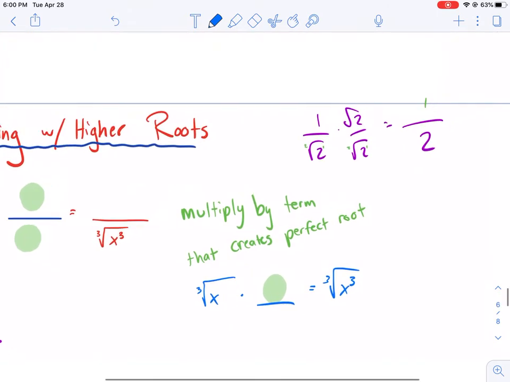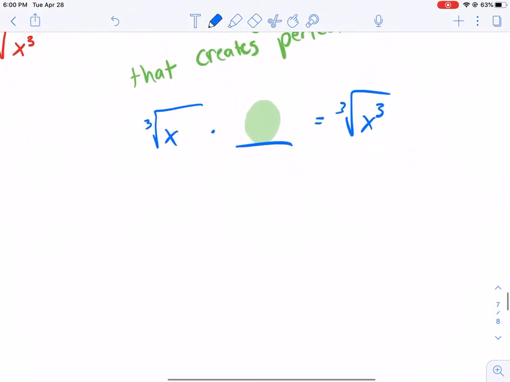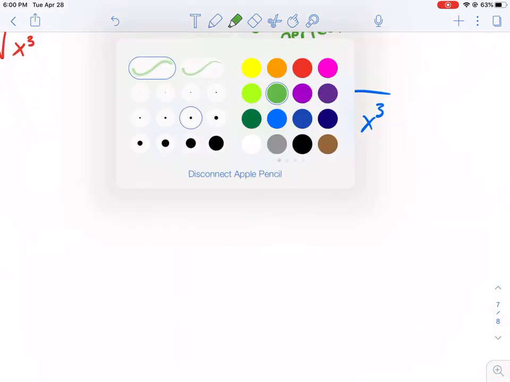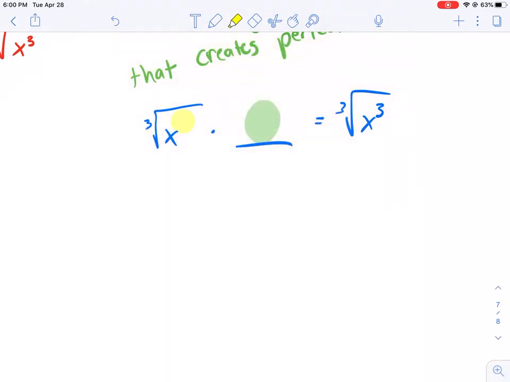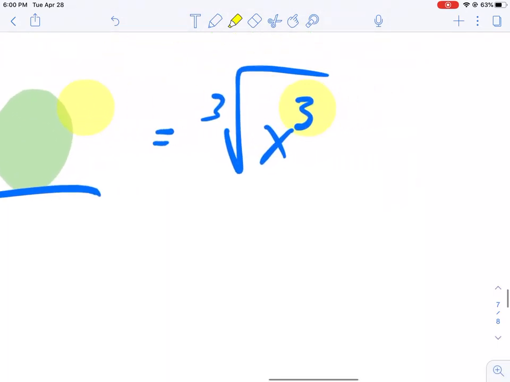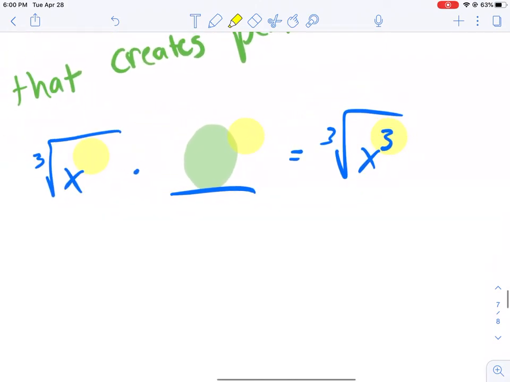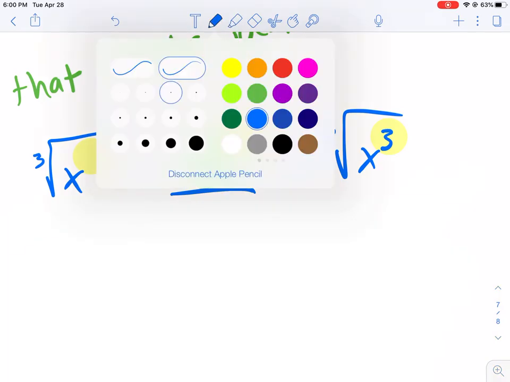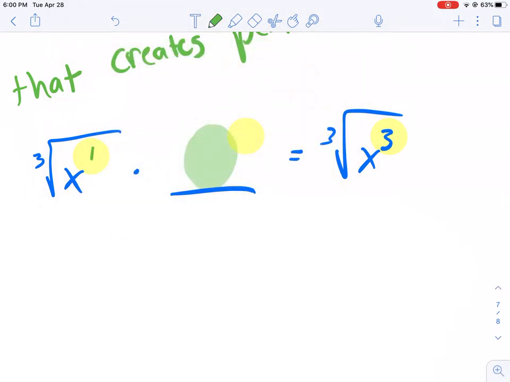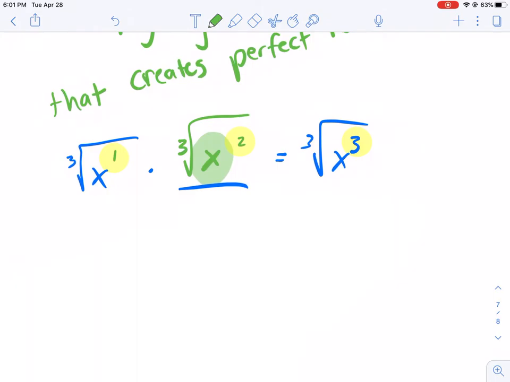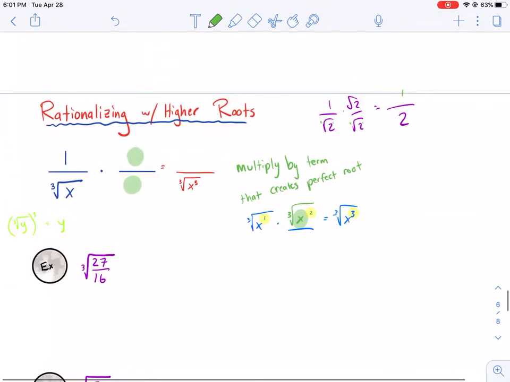Now the principle goes back to our first example here. We want to multiply something where the exponents get added together to give you the desired outcome. So we want a 3, and there's an implied 1 there. Let's use that in green. So what do we have to do to get that 3? Well, we have to add 2. So we want to multiply by the cube root of x squared, because x to the first times x squared gives us x to the third. And if we take the cube root of that, it gets undone.